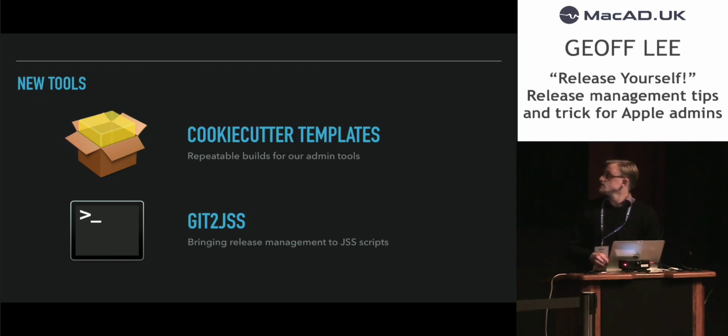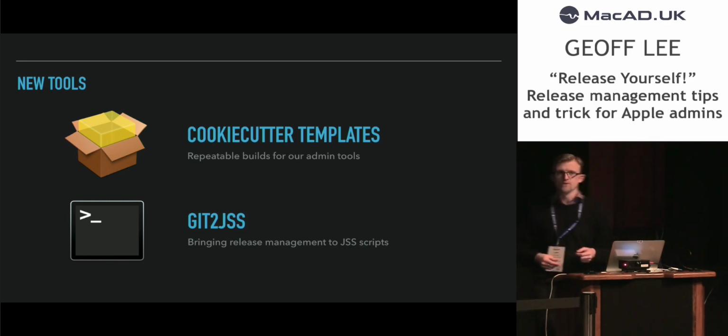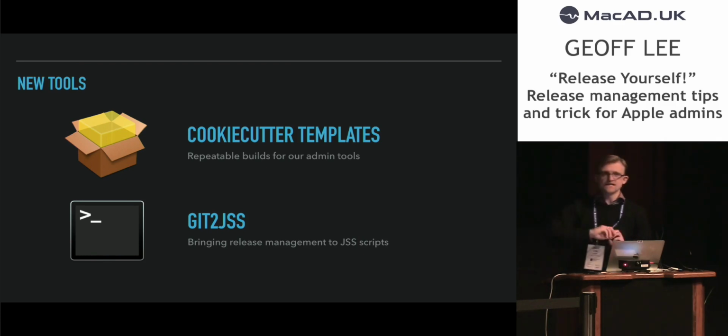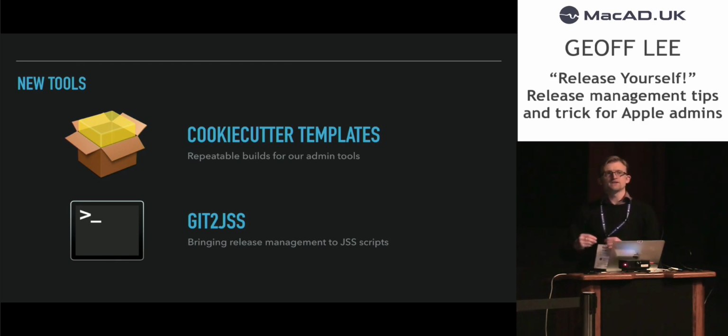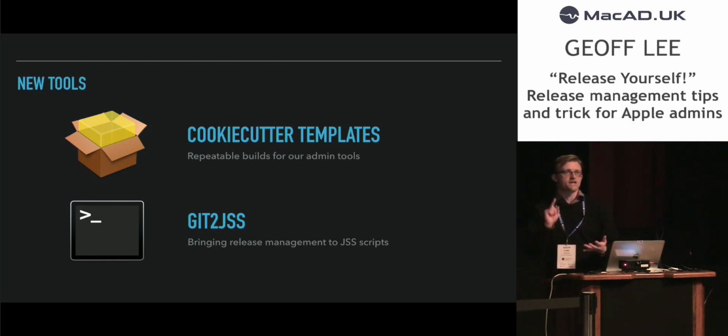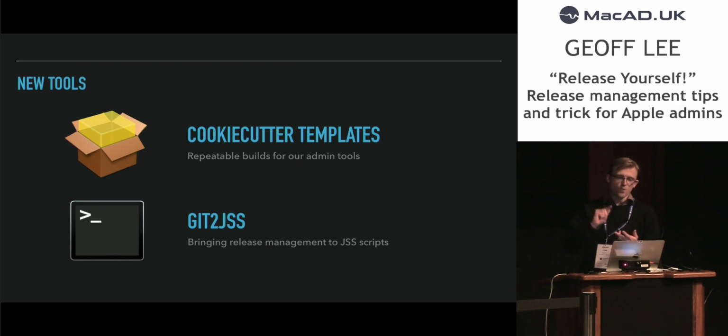GetJSS is a tool which I wrote pretty soon after, or at least I started to work on it pretty soon after we moved to JAMF. And what this does is allows you to push a script directly from your command line from your Git repository into the JSS. And it will put the Git changelog of the script into the notes field in the JSS, and it will allow you to template in a bunch of other useful information into the script. So you can template in values like the date of the last change, the user who changed it, and where the script actually lives in your version control software.